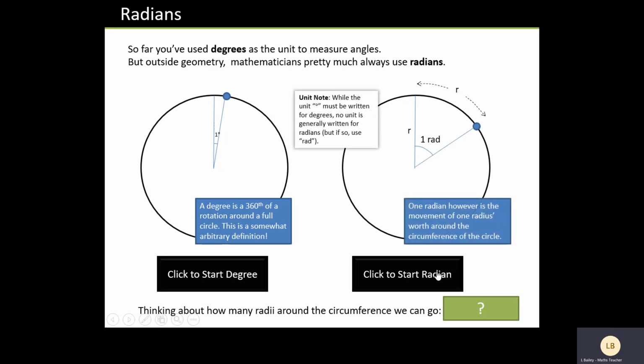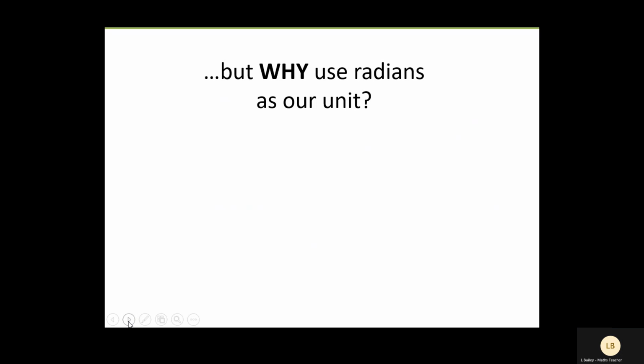A radian's defined so that within a full circle, there are 2 pi radians. There isn't a particular symbol that people use for radians, rather they write the word rad after the angle itself. So for a full circle, we've got 360 degrees, and we've also got 2 pi radians. So 360 degrees is equivalent to 2 pi radians.